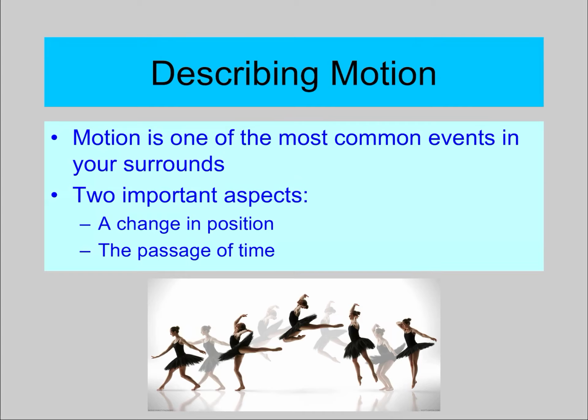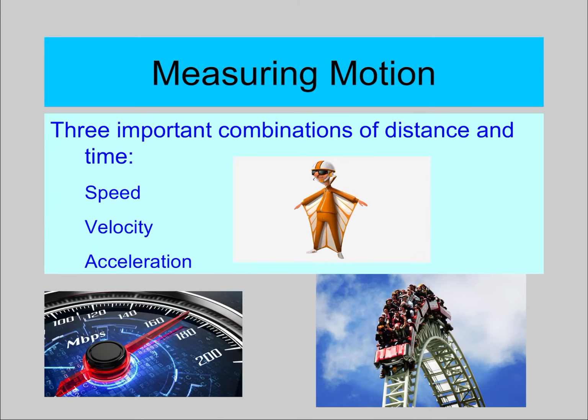There are 2 important aspects of motion. One is that there's a change in position. So if we see here the ballet dancer from point A to point B, she is leaping, and we can see that she travels a certain distance. And the second aspect is a passage of time. So it took time for her to leap up in the air and then land on the other side. And those are the 2 aspects of motion that we are going to measure.